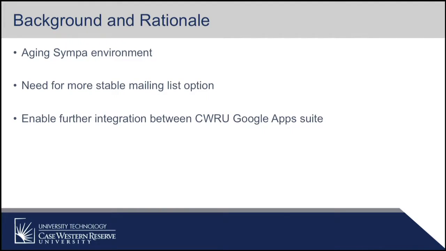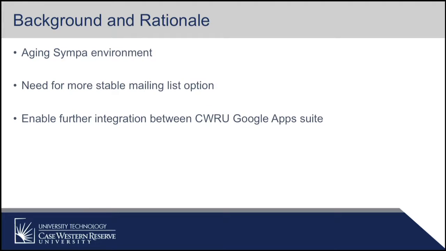So let's take a look at some of the background of the project. The Sympa system is the university mail list system. It's been around for a long time. It's an internally supported system by UTech. It's old.